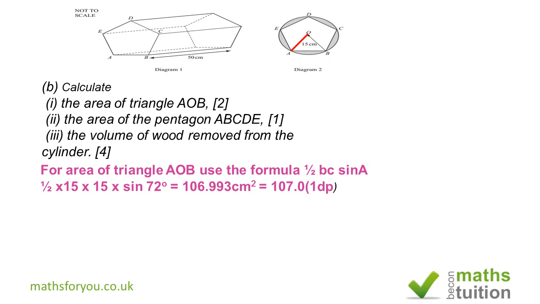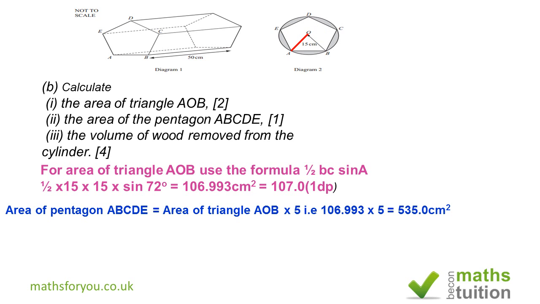Now, because this is a regular pentagon, we can recreate 5 of these triangles right within the pentagon itself. So to find the area of the pentagon itself, ABCDE, we multiply the area of triangle AOB by 5, and that will give us a figure of nearly 535.0 centimeters squared.